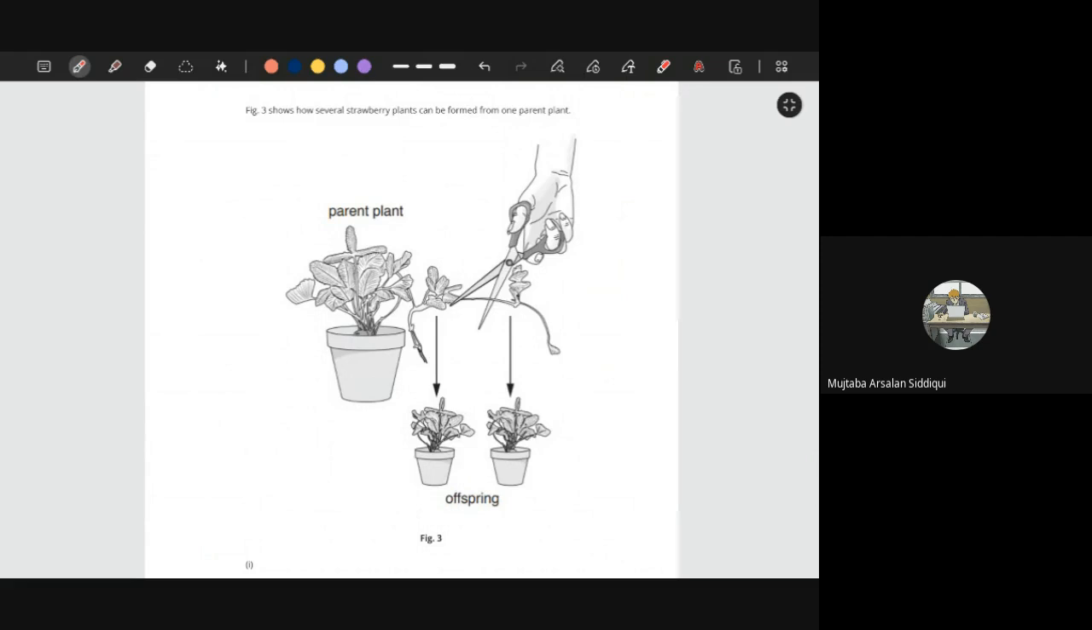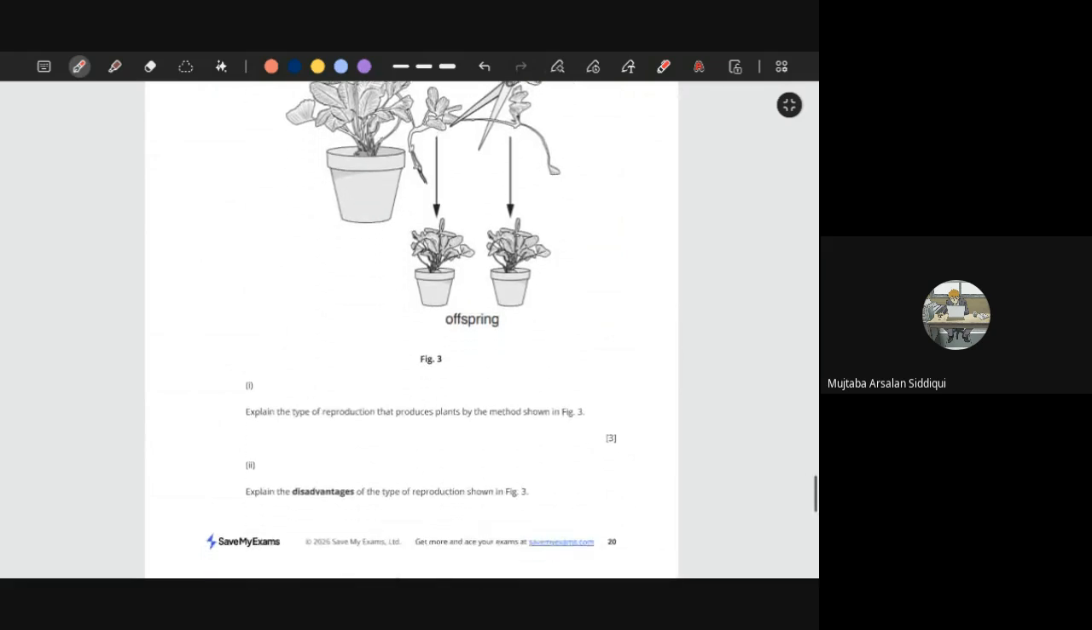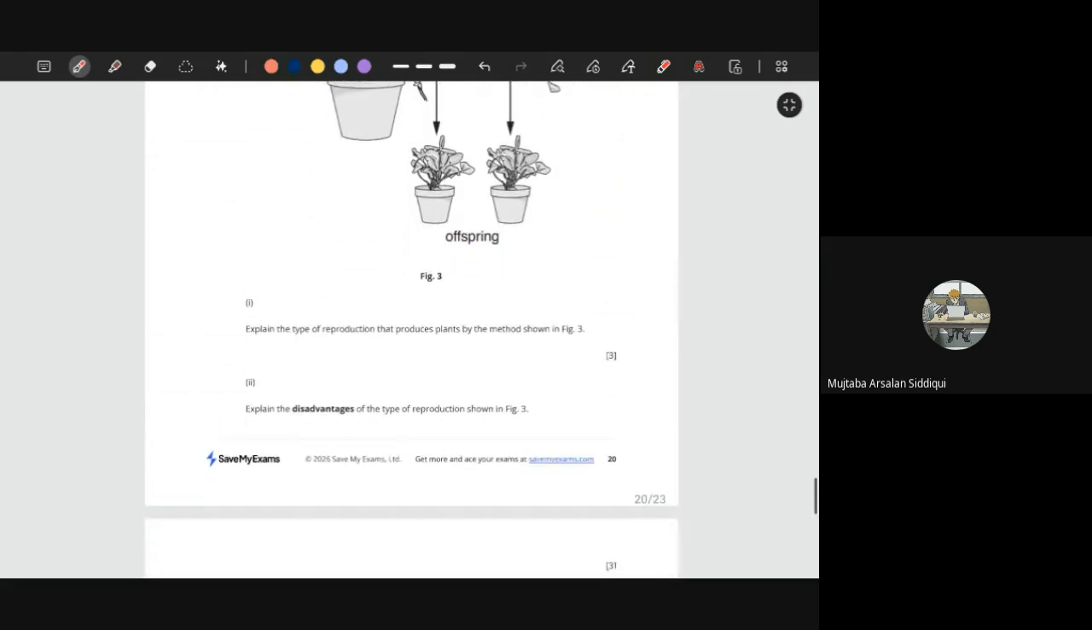Figure 3 shows how several strawberry plants can be formed from one parent plant. This is what? This is asexual reproduction, right? This is also called vegetative propagation.